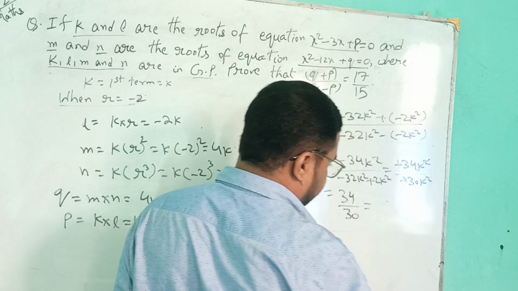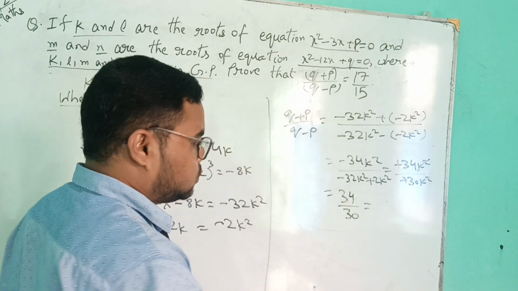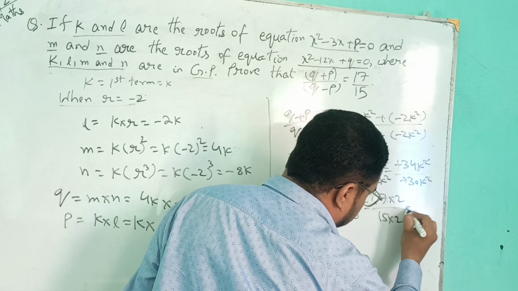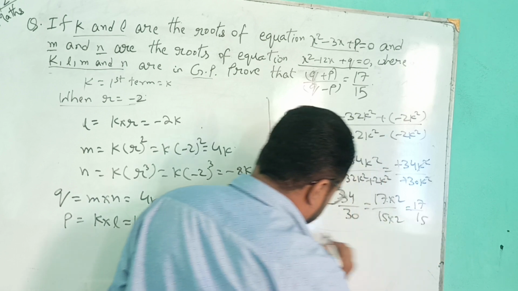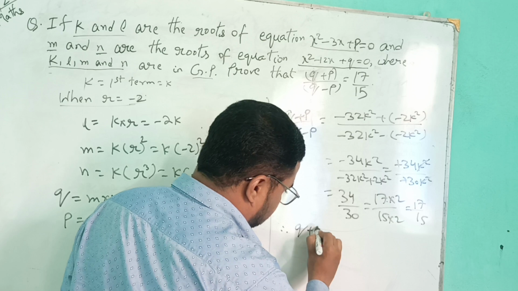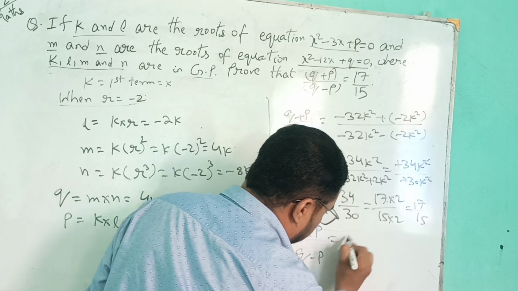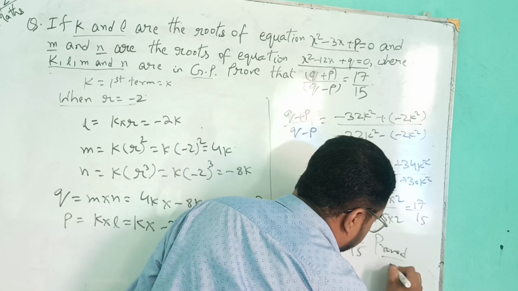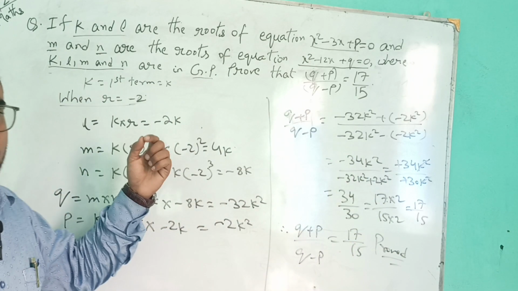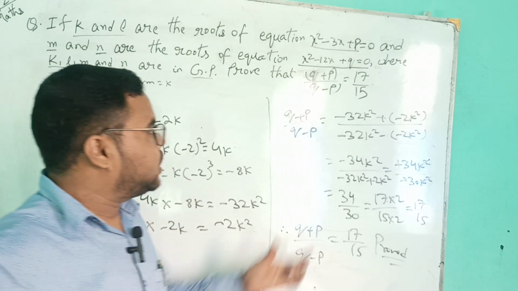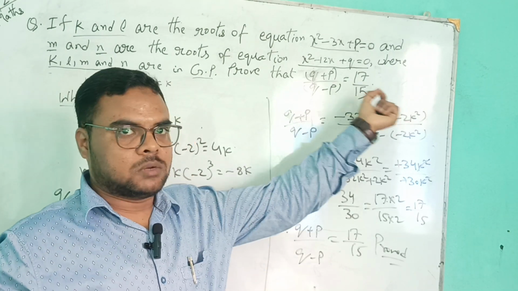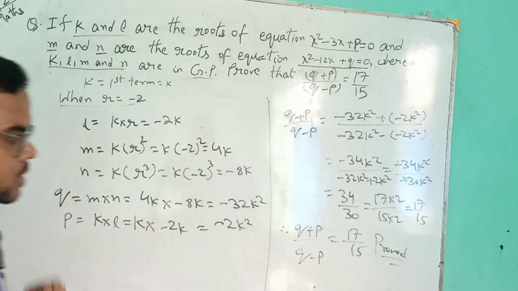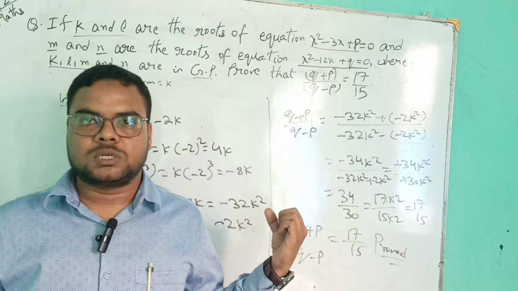This is 34 by 30, equal to 17 into 2 by 15 into 2, that is equal to 17 by 15. Therefore q plus p by q minus p equal to 17 by 15. Hence we have proved that in both cases, when r equal to 2 or when r equal to minus 2, the ratio of q plus p by q minus p always comes to 17 by 15. So here is a demo lecture, and I hope you have understood the concept very easily.